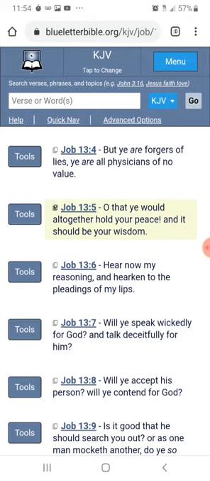What we just read is a document full of lies. But ye are forgers of lies. You forge a lie. You create a lie. Ye are all physicians of no value. Because the medical industry is just out to kill you. They're out to benefit from you financially. They're in it for depopulation and to promote various political agendas. It has nothing to do with your safety.